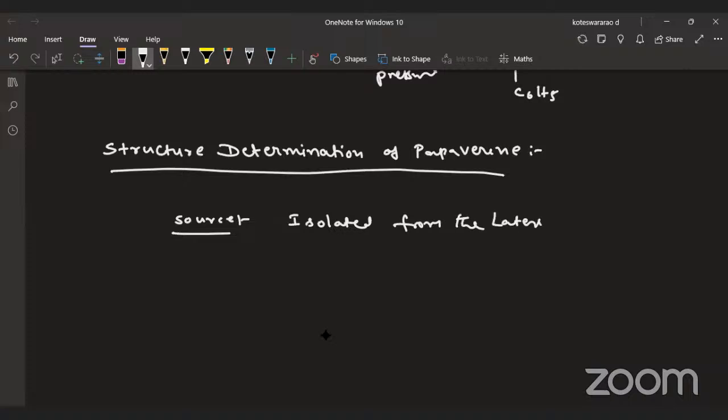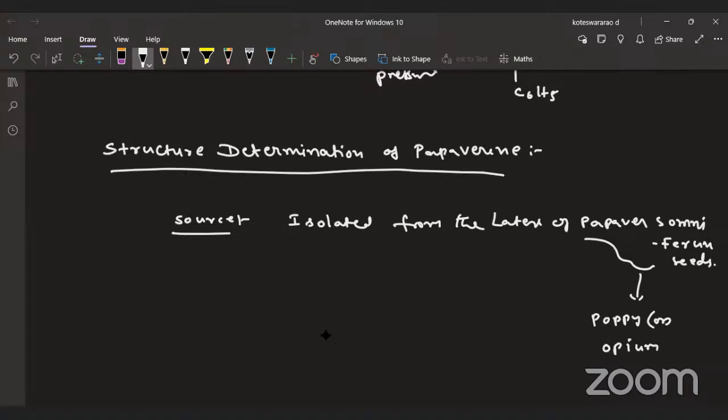the latex of Papaver somniferum, the poppy seeds. We call it poppy or opium. In our olden days, people called it Nalamundu. It came from the opium.